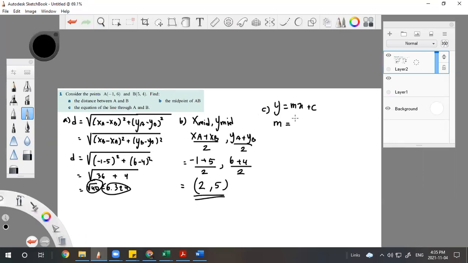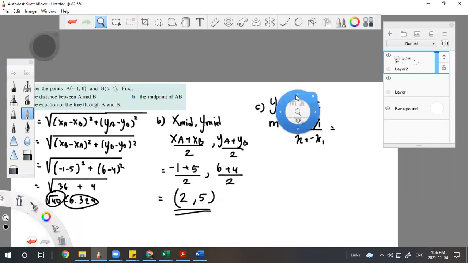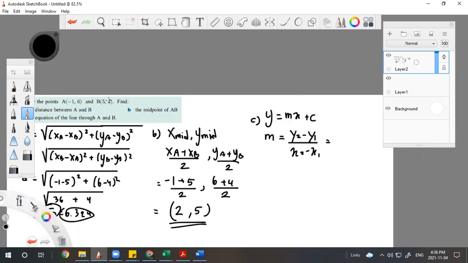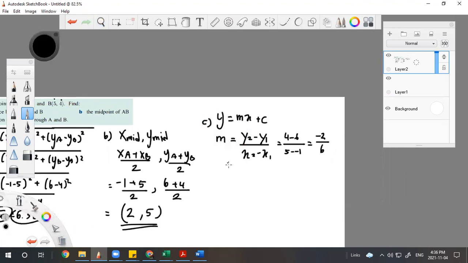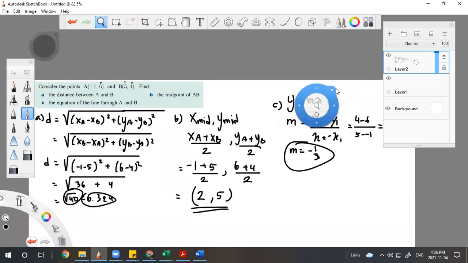The formula of the gradient is y2 minus y1 over x2 minus x1. What is y2 minus y1? Or ya minus yb, or yb minus ya? 4 minus 6, you can write like that, over 5 minus minus 1. So negative 2 over 6, or you can just write negative 1 over 3. So that's m. After you get m, what you can do now is insert into y equals negative 1 over 3x plus c. But we still don't have the c.